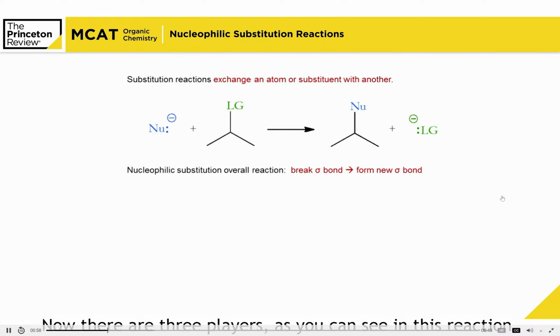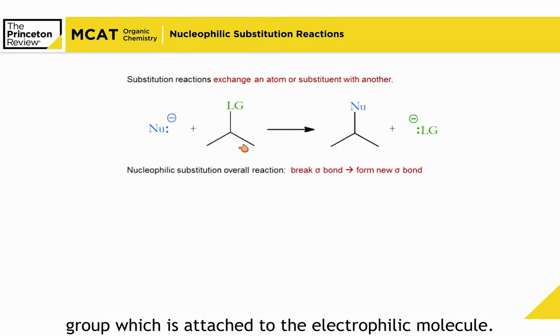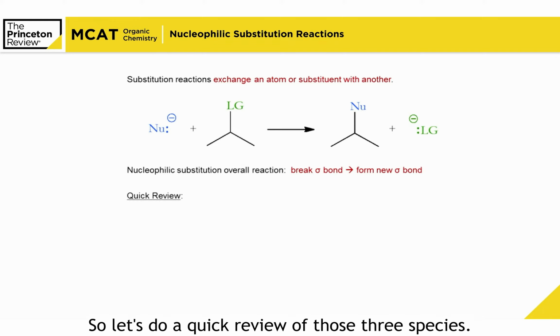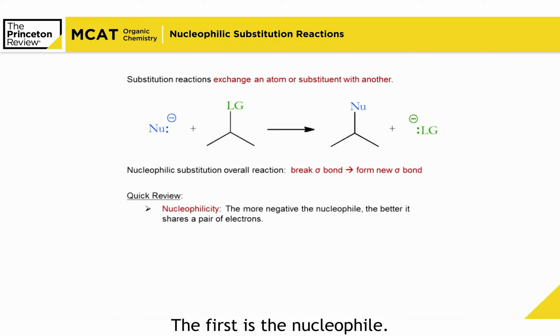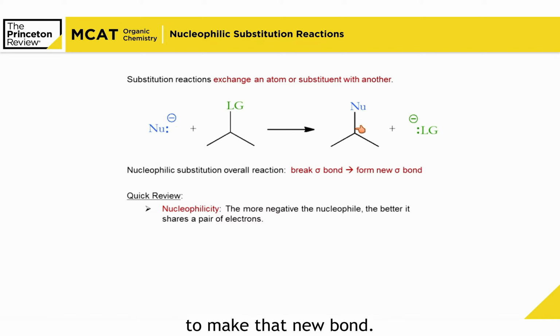Now there are three players, as you can see in this reaction. We've got a nucleophile, the thing that the nucleophile attacks, or the electrophile, and the leaving group, which is attached to the electrophilic molecule. So let's do a quick review of those three species. The first is the nucleophile. What makes a good nucleophile is that it's got some sort of negative charge or else a lone pair of electrons. So the more negative the nucleophile is, the better it's going to be able to donate those electrons to make that new bond.